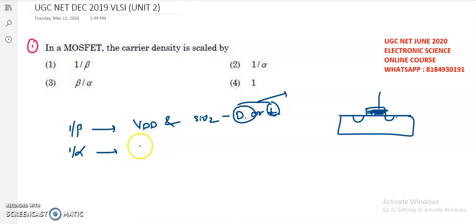And 1 by alpha is used to represent the remaining parameters, that is the horizontal and vertical dimensions of the MOSFET, such as the width of the channel or the length of the channel. For any such dimension, we are going to take the scaling factor as 1 by alpha. Both these points are important for solving such types of problems.